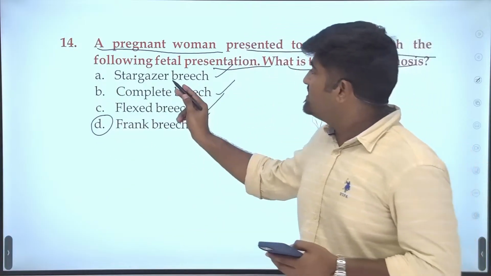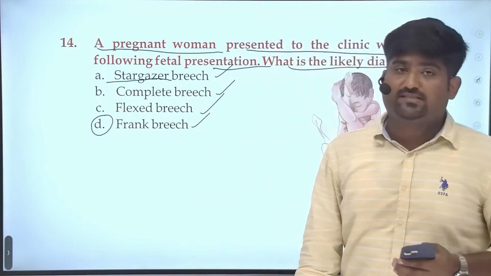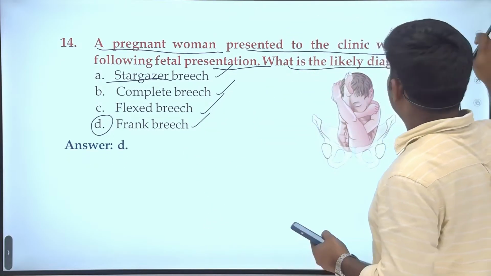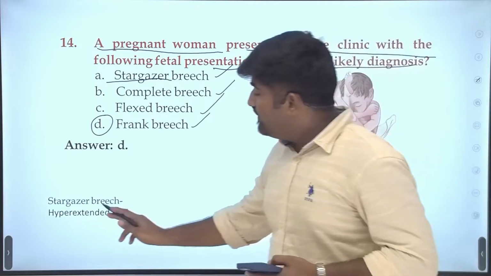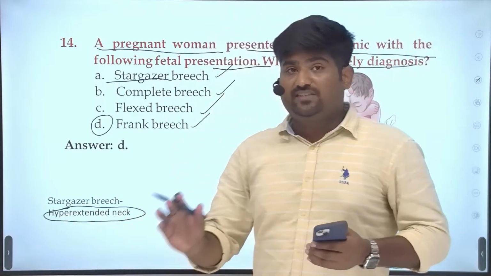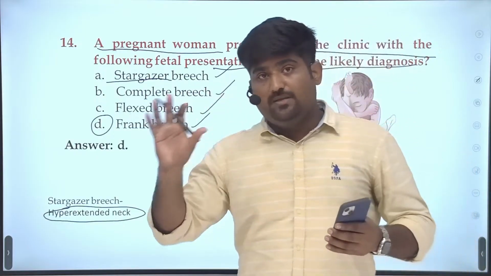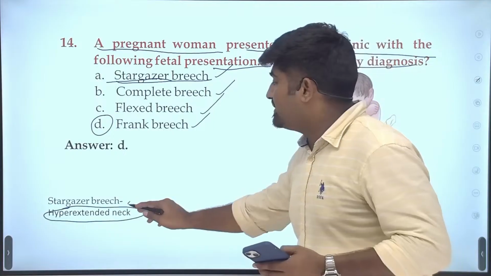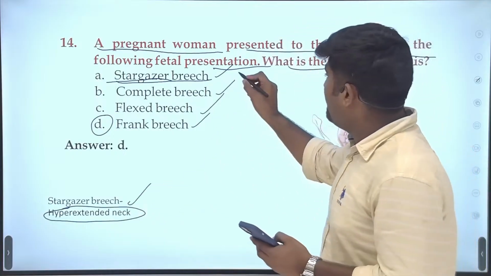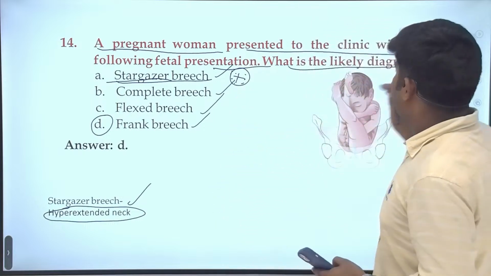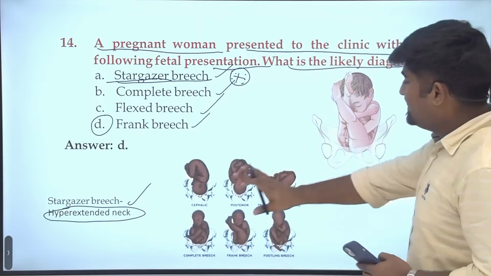What is this stargazer breech? Stargazer breech is a very important condition where there will be much hyperextension of the neck. It is a life-threatening condition, which is a very important thing you should know: in stargazer breech, a hyperextended neck will be there. Another key point, please make a note: that is stargazer breech. These are the important points.